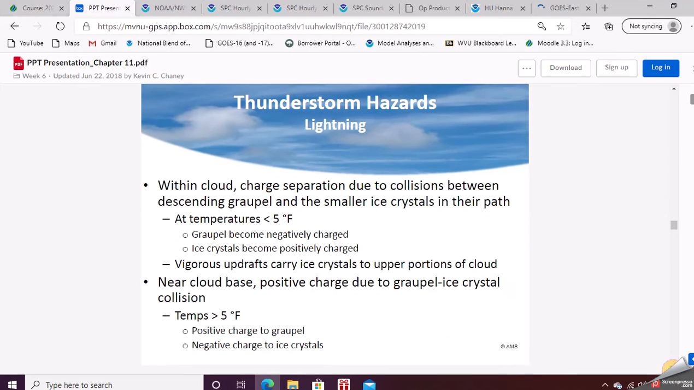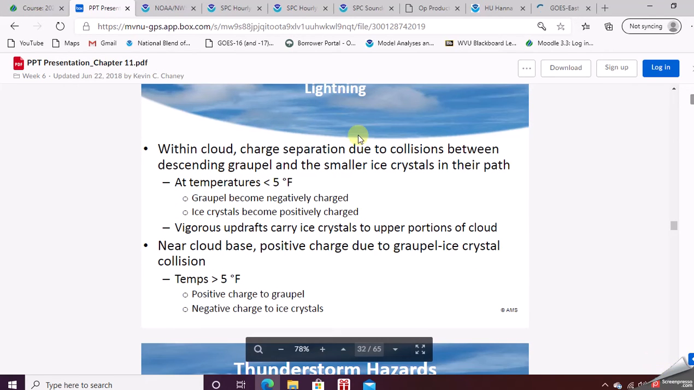So with that, at temperatures less than 5 degrees, graupel, which is kind of a liquid ice, kind of like almost a sleet kind of a particle, it's made up of a series of ice and liquid. It's kind of partially frozen together. They become negatively charged. Pure ice crystals, on the other hand, become positively charged. Now, when the temperature is greater than 5 degrees, positive charge happens to the graupel, a negative charge to the ice crystals.